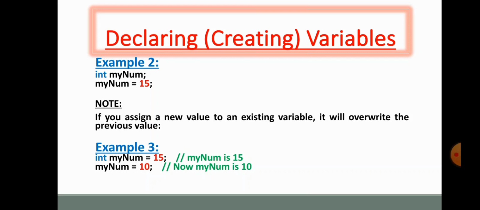Example number 3. int, that is data type, mynum, that is variable name, = 15 is a value that is assigned to the mynum variable on this line of instruction. After that, the next line of instruction has the mynum variable = 10. 10 is a value that is assigned to mynum. Now the output is 10.